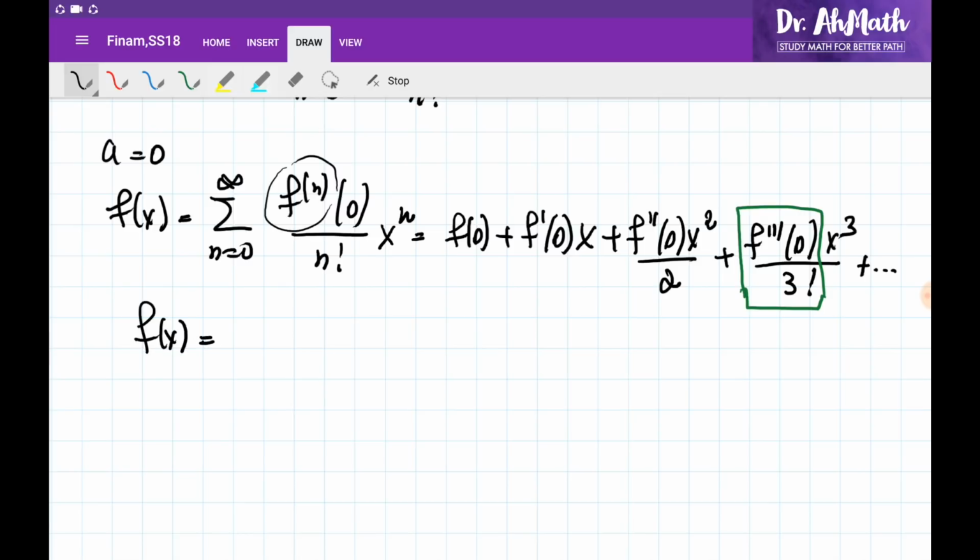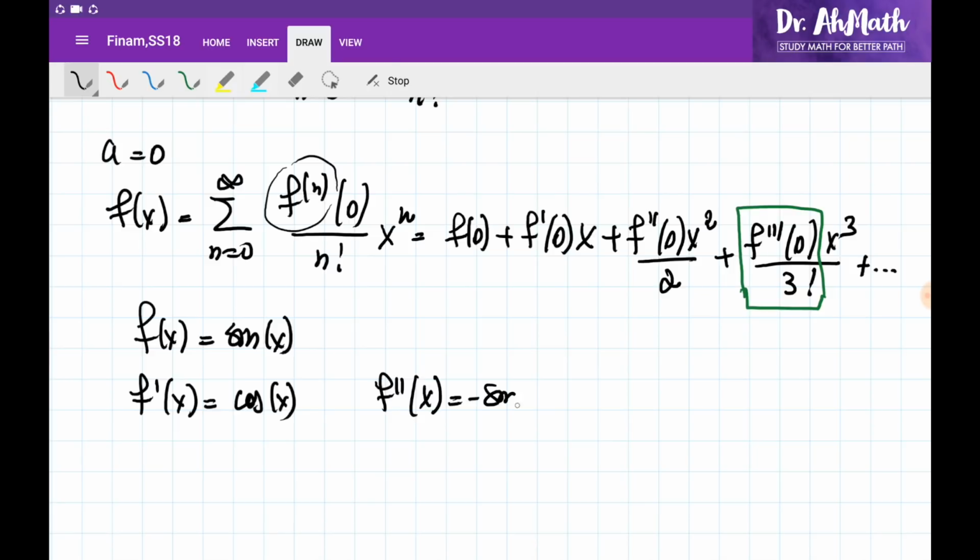f of x is given as the sine of x. So the first derivative of this function is going to be cosine of x. The second derivative would be minus sine of x. And the third derivative would be, again, a cosine, but with a minus.